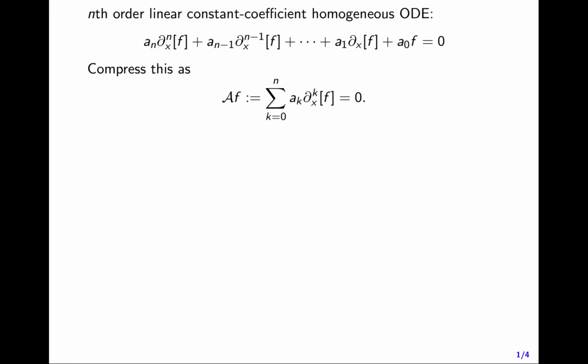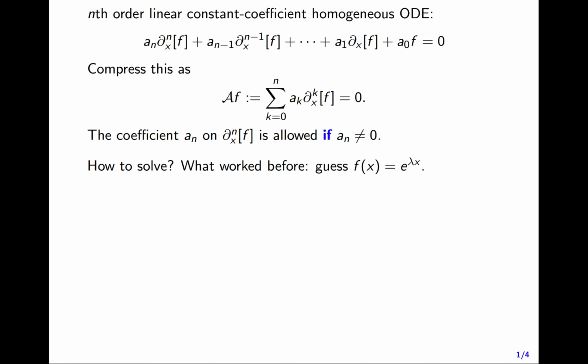And we will compress this in this video and in the notes as A on f is the sum from k equals 0 to n of the coefficient ak times the kth derivative of f, and that has to be 0 because this is a homogeneous ODE. And we're allowing in this discussion a coefficient an on the nth derivative, but we require that an should be non-zero, because otherwise this wouldn't be an nth order linear equation.